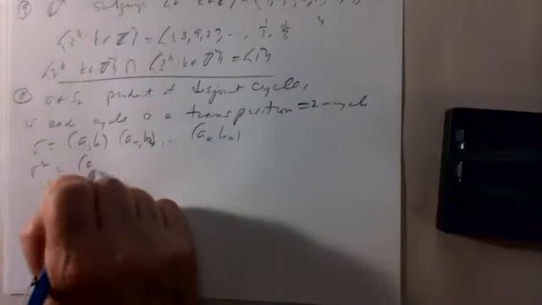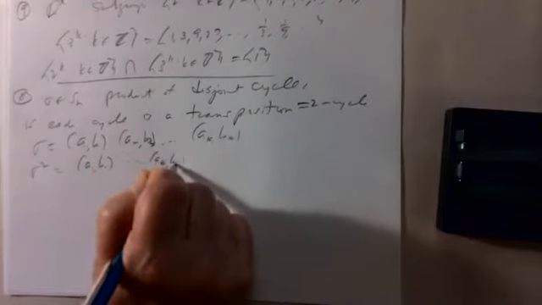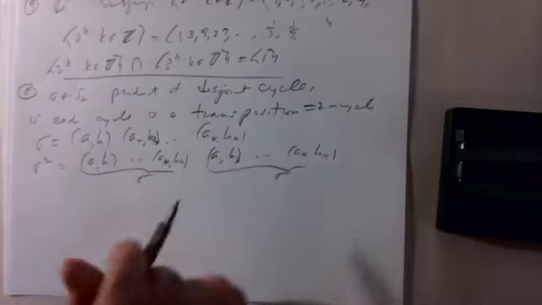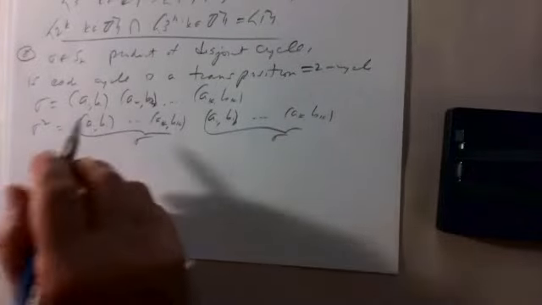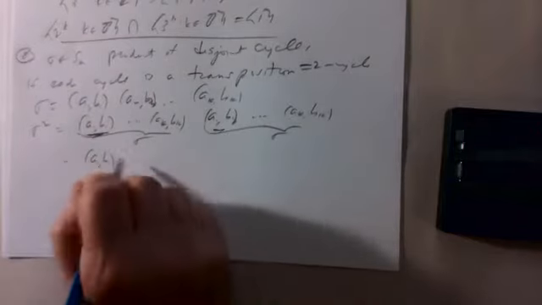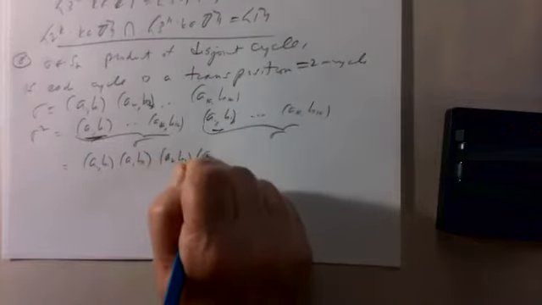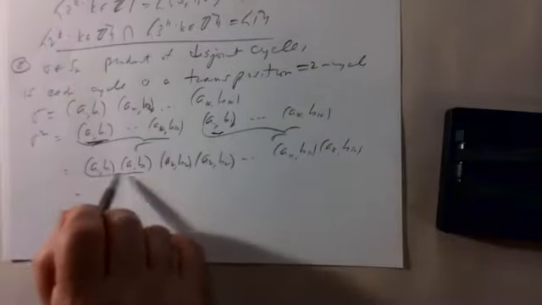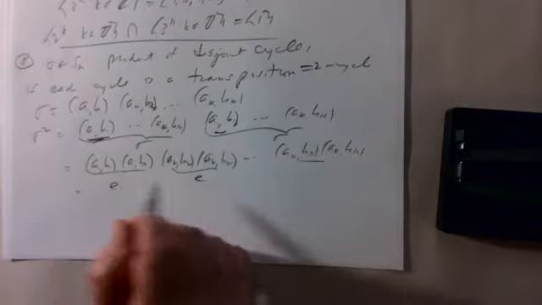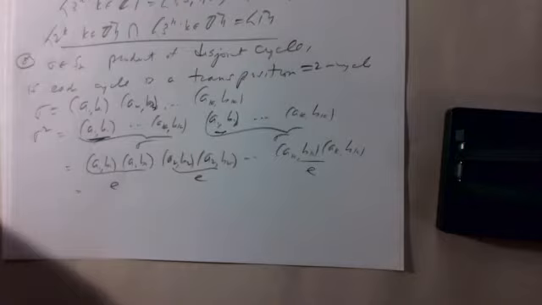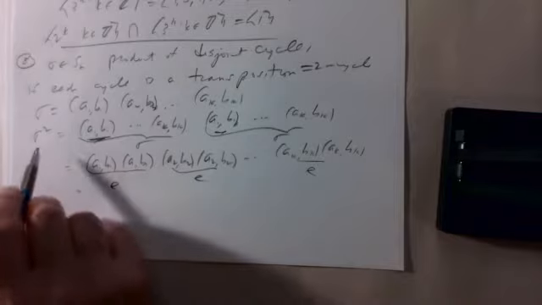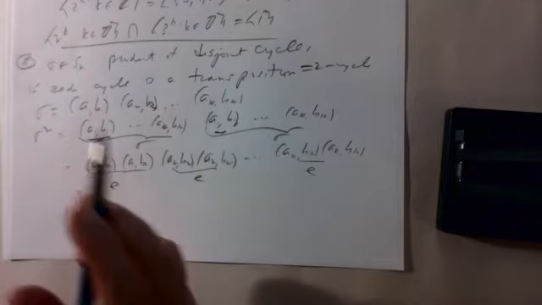So sigma squared, when you multiply this with itself, so here's sigma, here's sigma. But disjoint cycles commute. So I can rearrange the cycles as (A1 B1) times (A1 B1) and (A2 B2) times (A2 B2) and so forth up to (A_k B_k) times (A_k B_k). But when you multiply a transposition by itself, you get the identity. And the product of the identity is the identity. So if your permutation is a product of transpositions, then it has order 2. That means if you take sigma to the power 2, you get the identity.